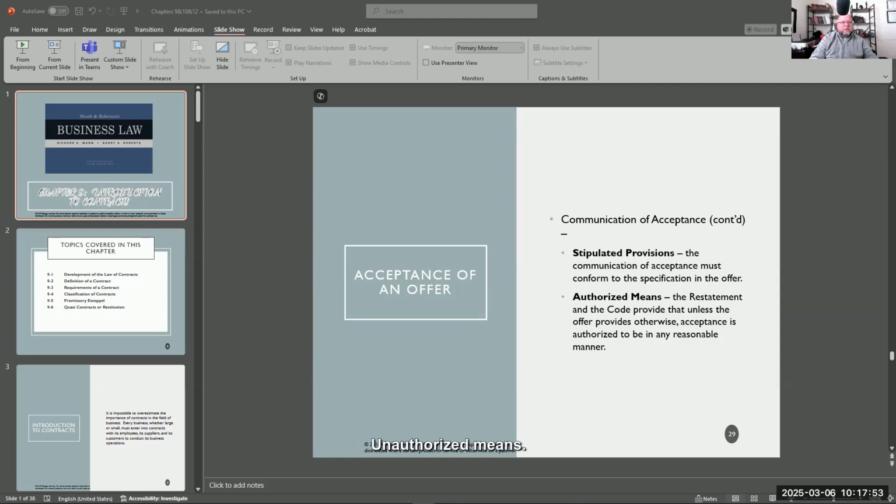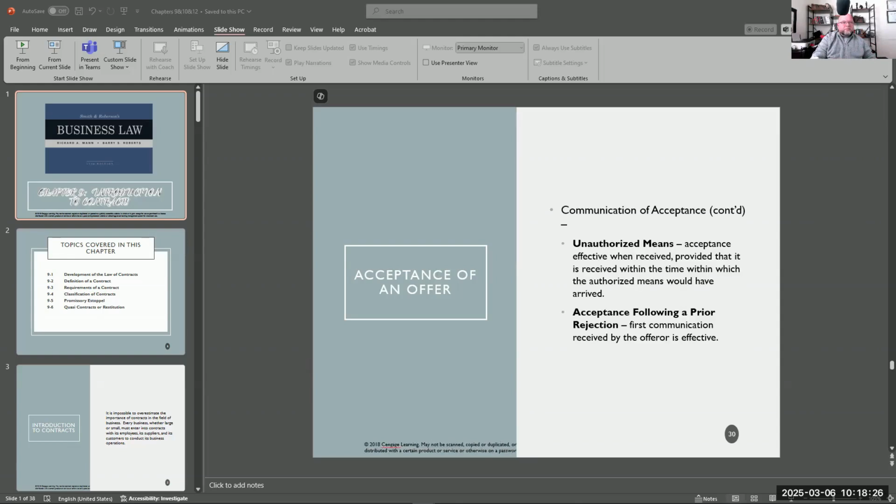An authorized means: the Restatement and the Code provide that unless the offer provides otherwise, acceptance is authorized by any reasonable manner. All right. So if you're the one writing the contract up and making the offer, and you want them to respond in a certain way to keep it all uniform, then you have to specify that. If you do not, they can give you a phone call, send you an email, send you a text, or mail their response to you. Any of those would be acceptable because you did not specify it.